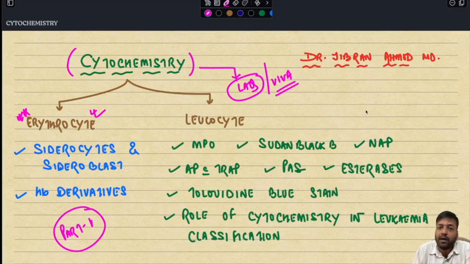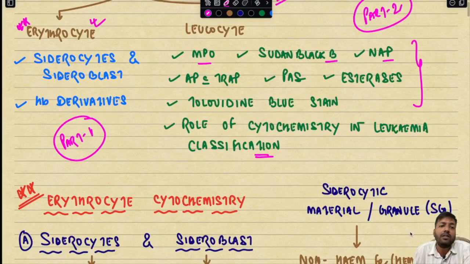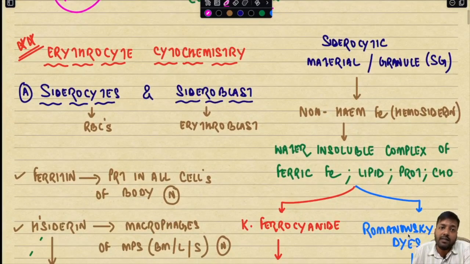In the next part, part 2, we will discuss leukocyte cytochemistry, wherein we will discuss myeloperoxidase, Sudan black B, NAP score, acid phosphatase with the tartrate resistant acid phosphatase reaction, PAS stain, esterases, and toluidine blue stain. All these different cytochemical stains will be discussed in detail, along with the use of each one of them and their role in leukemia classification as well. We will read in detail. So without wasting any time, let us begin with erythrocyte cytochemistry.